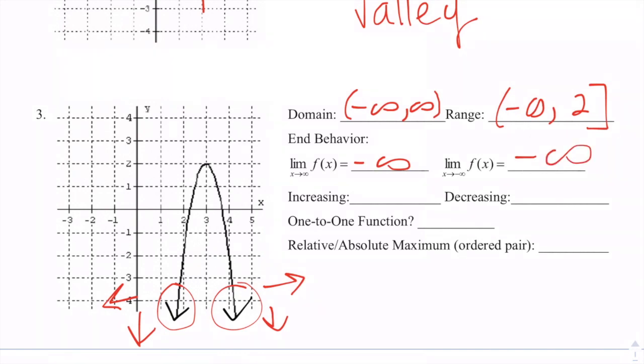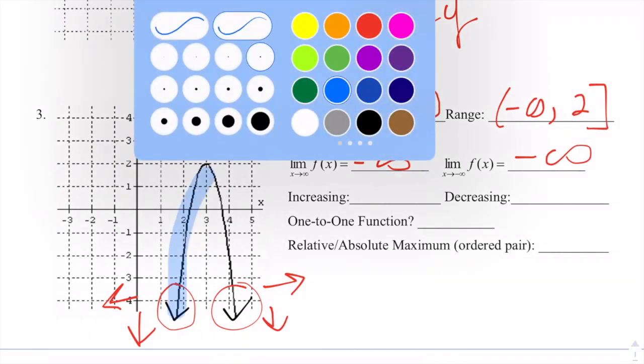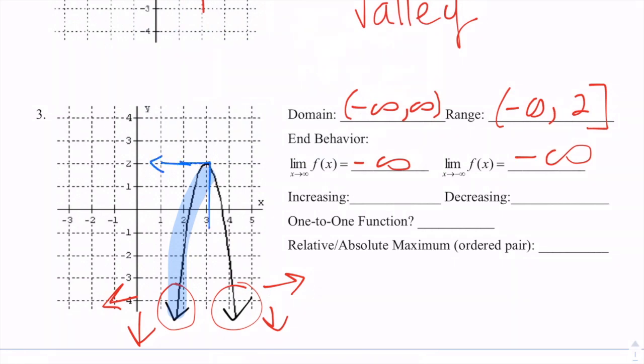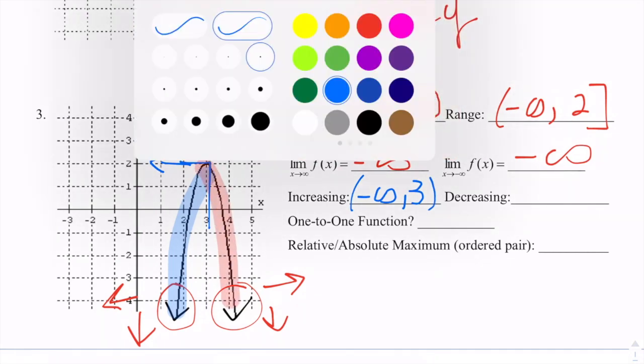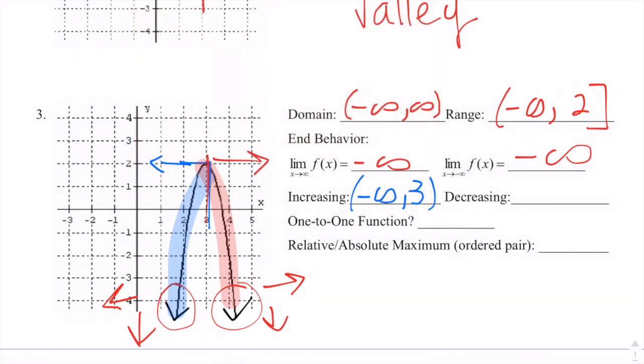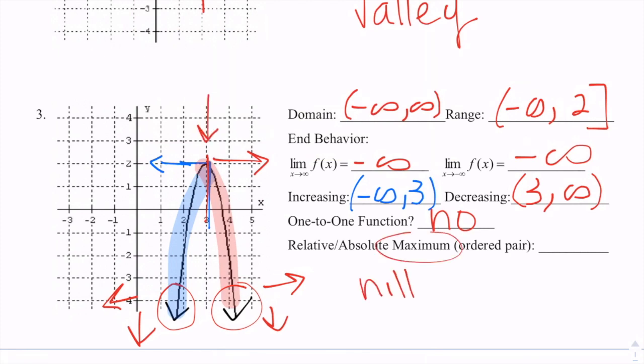Now we're increasing when we have a positive slope, and so our slope is positive right here. And so we can say that that's going from negative infinity over to the x value of 3. And then we're decreasing right here, and so we can say that from 3 over to infinity, we are decreasing. Now this would not pass the horizontal line test, so it's not 1-to-1, and we have an absolute maximum at the vertex here, and now a maximum is going to create a hilltop or mountaintop, however you want to think about it, and that's going to be at the ordered pair of 3, 2.